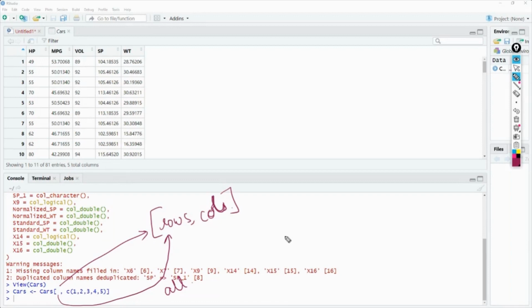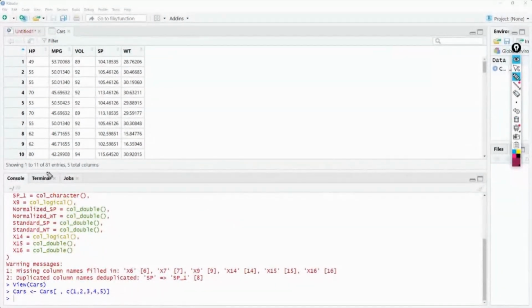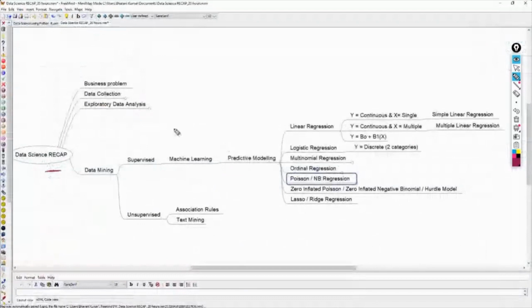Now, once you understand the business problem, you collect the data. That's the next step. And you collected this data of 81 observations. You have this data. So let me go here. So you know the business problem, you collected the data. The third step is exploratory data analysis.